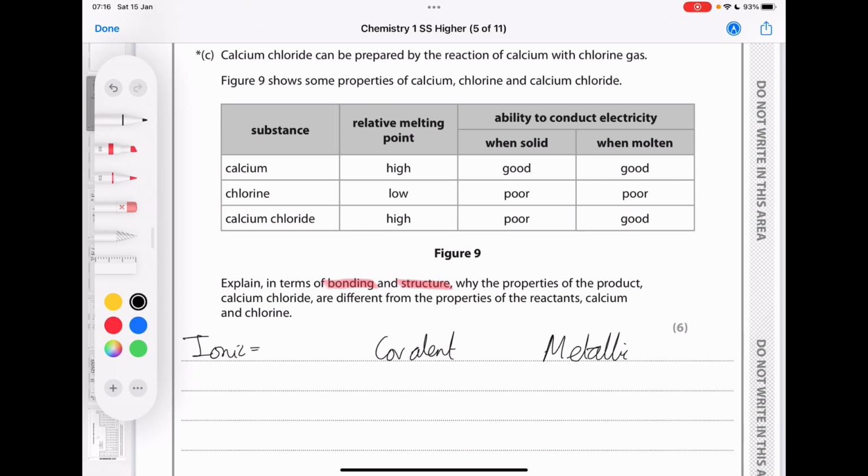We should have said the calcium chloride is ionic because it is made of oppositely charged ions that attract together. The chlorine is covalent because this is non-metals joined together. And calcium is metallic because this is a metal. And if you got that point, most people who got to that stage then got most of the marks. If you didn't get that bit of the question, chances are you didn't get many at all.